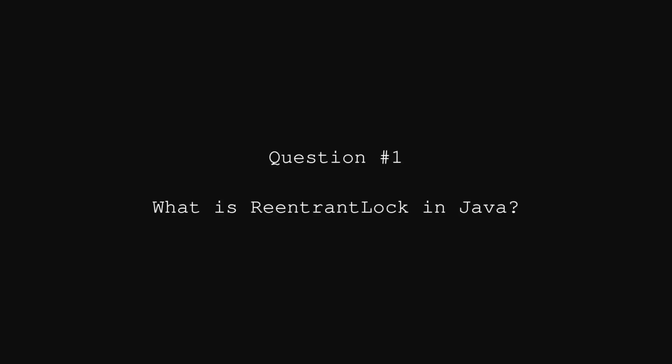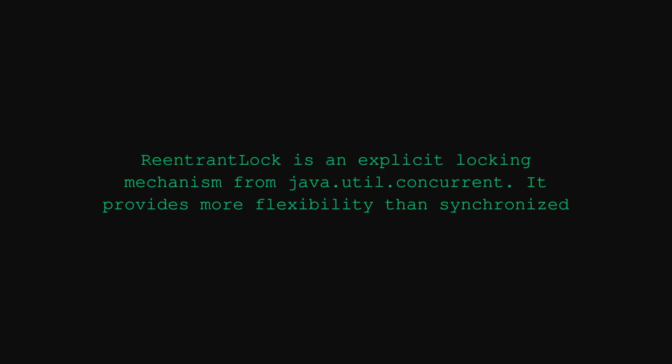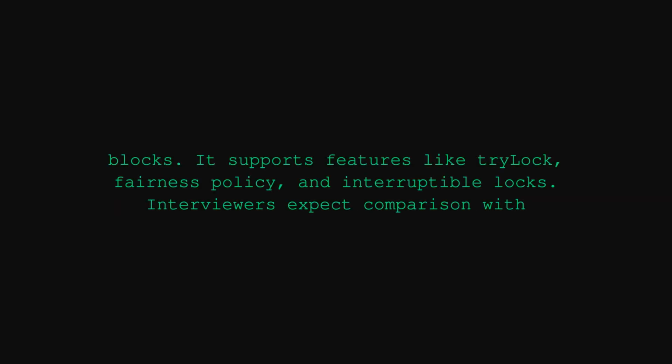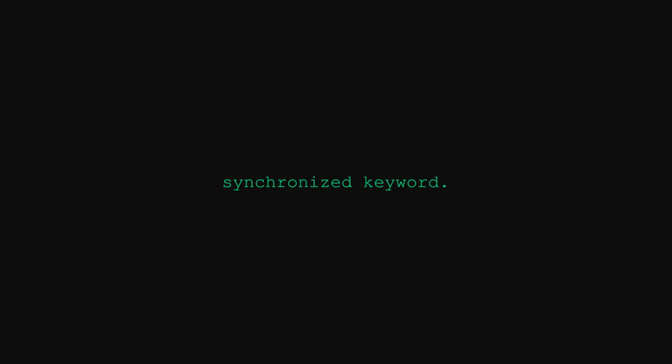Here's a very good Java interview question. What is reentrant lock in Java? Reentrant lock is an explicit lock mechanism from the Java util concurrent package. It provides more flexibility than synchronized blocks. It supports features like tryLock, fairness policy, and interruptible locks. Interviewers expect comparison with the synchronized keyword.